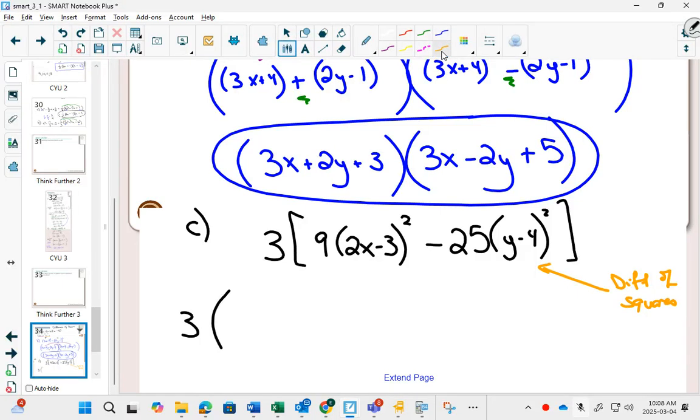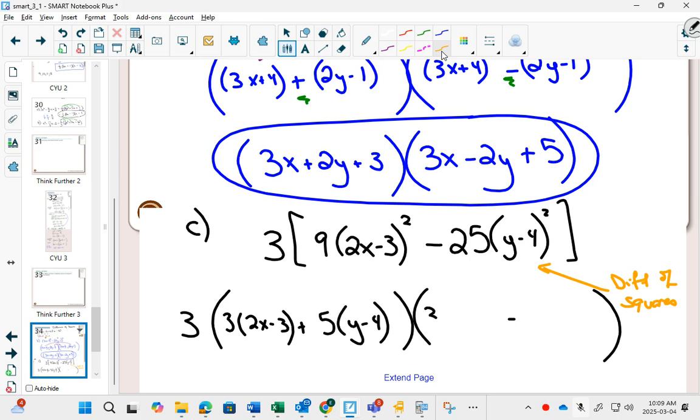So how do you factor a difference of squares? You're going to have the same thing, one with a plus sign, one with a minus sign, right? The first one is going to be a 3, because to square that would be 9, and you have a 2x minus 3. The second one is going to be a 5 and a y minus 4. So again, 3 and a 2x plus 3, and a 5 and a y minus 4.